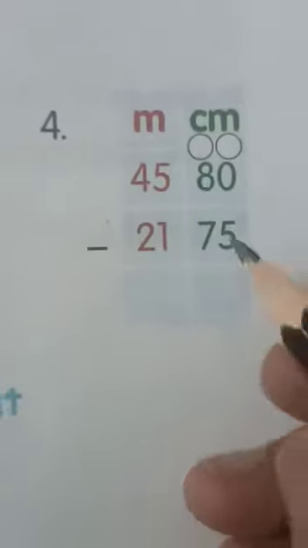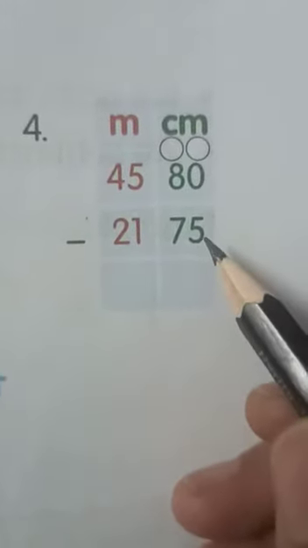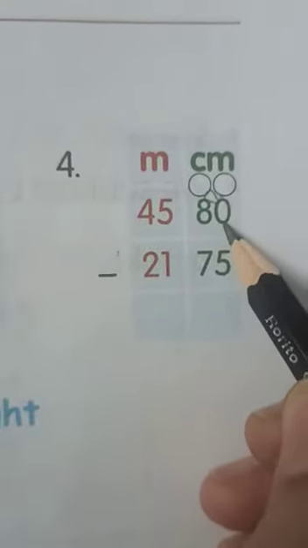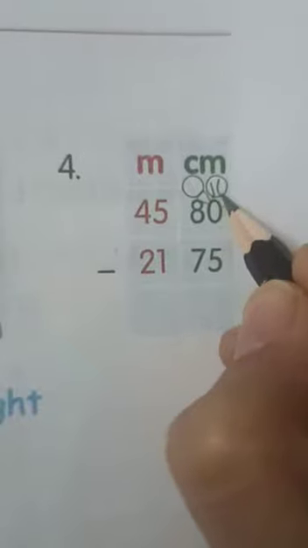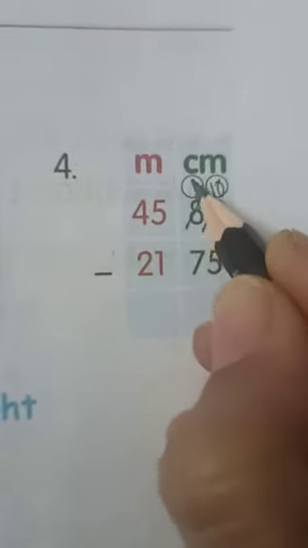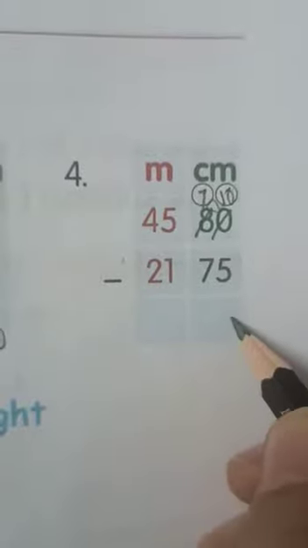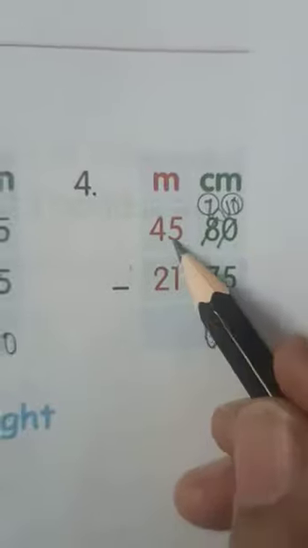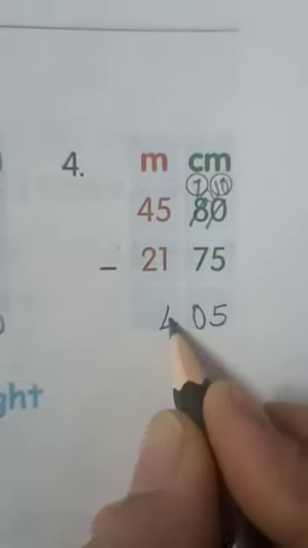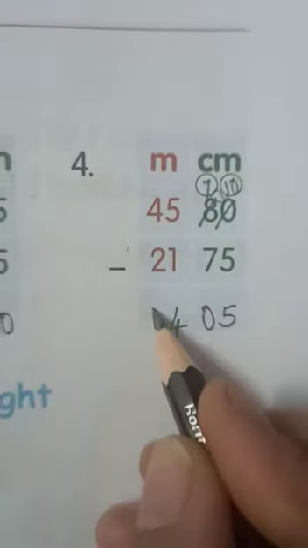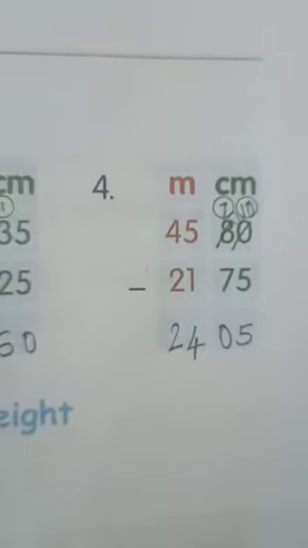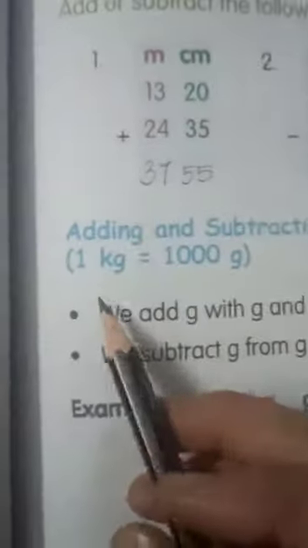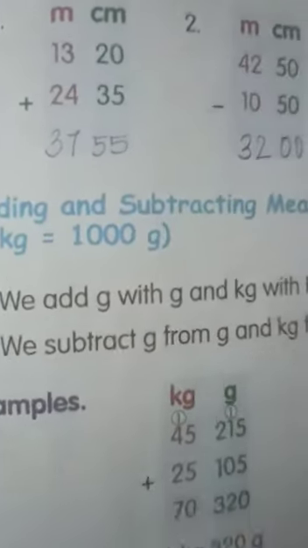Now we'll do the subtraction. 5 cannot be subtracted from 0. So we have to borrow 1 from here. So this 0 will become 10 and this 8 will become 7. 10 minus 5 is 5. 7 minus 7 is 0. 5 minus 1 is 4. 4 minus 2 is 2. This is the subtraction.